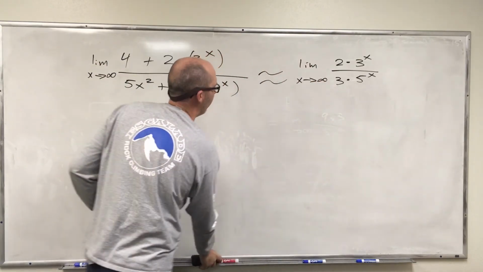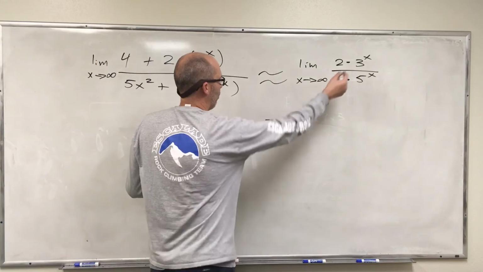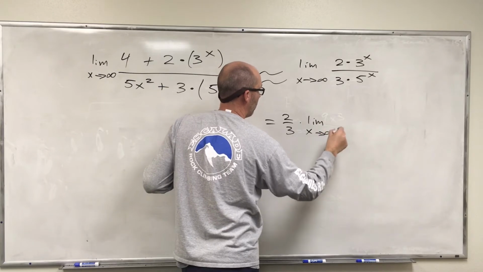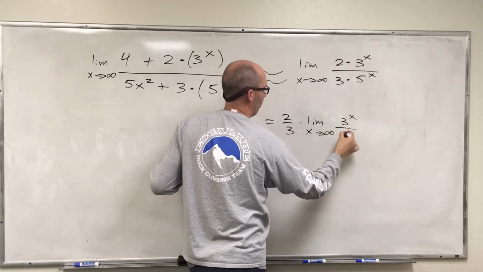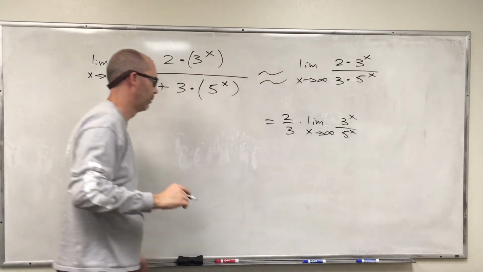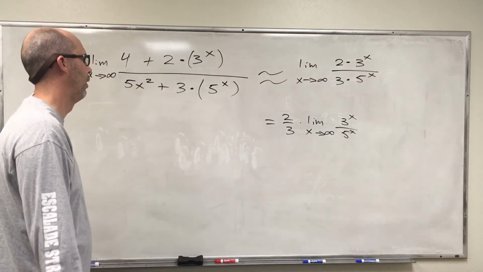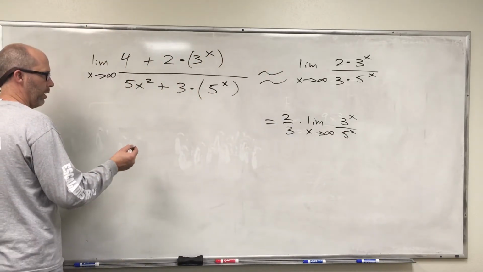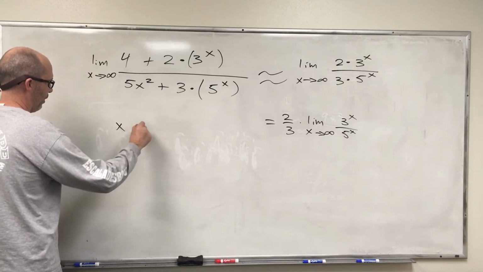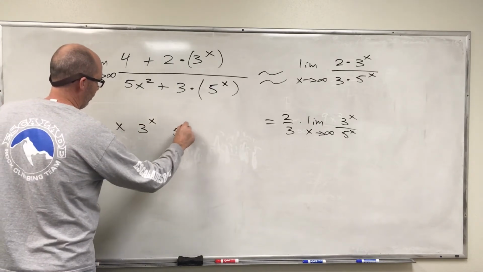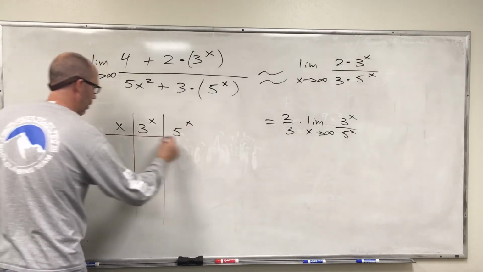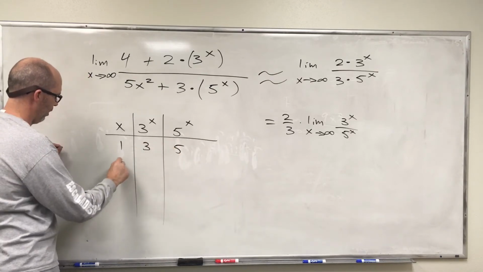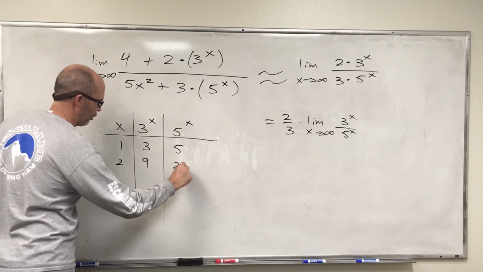If that bothers you, you can pull out the 2/3. You got 3 to the x over 5 to the x. Okay, at this point, you could make a little table. You think, okay, 3 to the x, 5 to the x. So as x gets large, let's see, first let's start with a 1, you have a 3 and a 5, 2, you have a 9 and a 25.